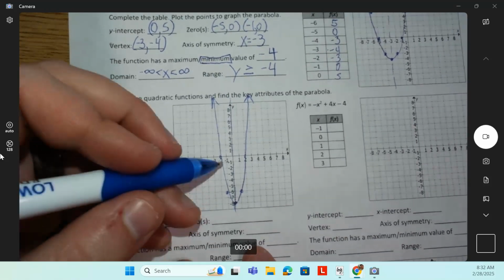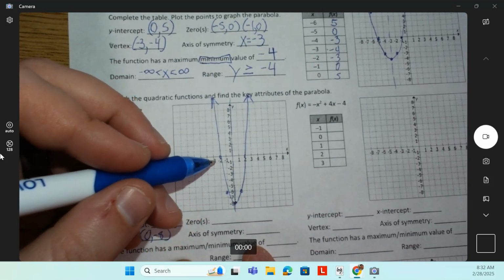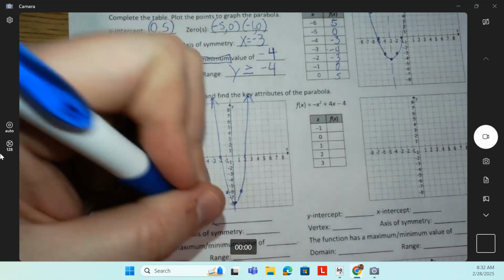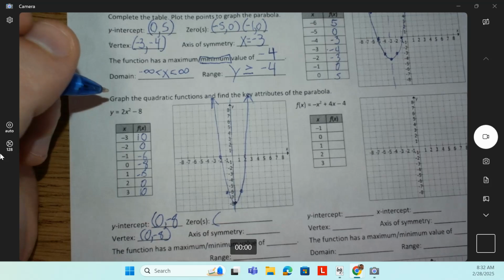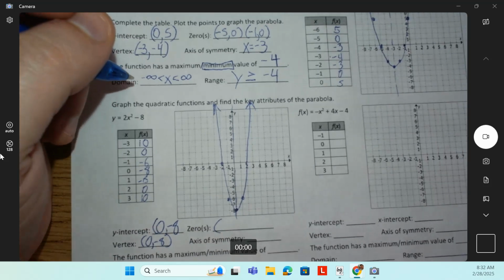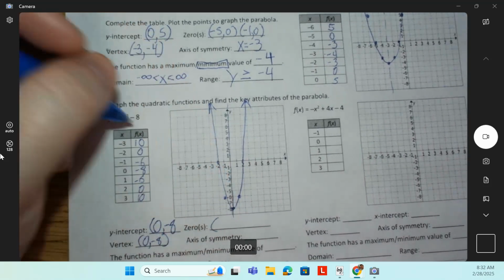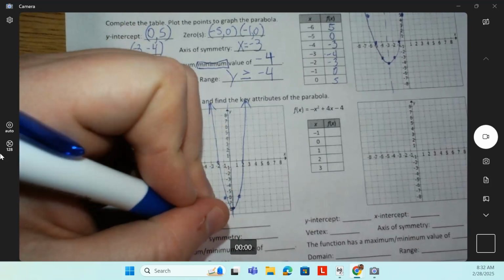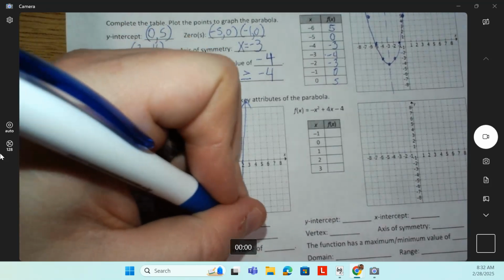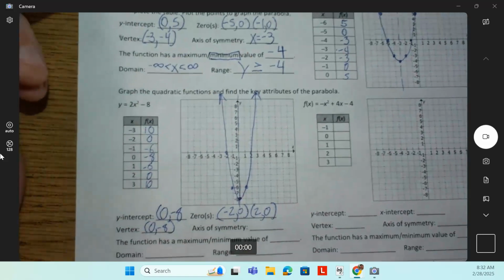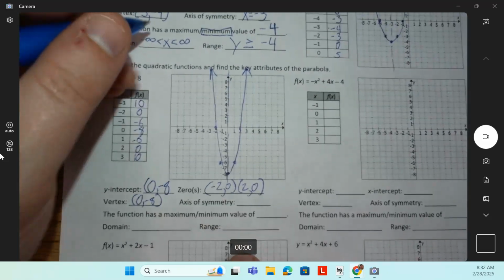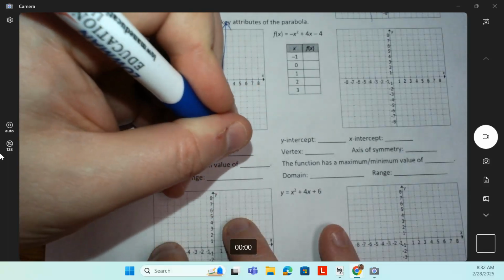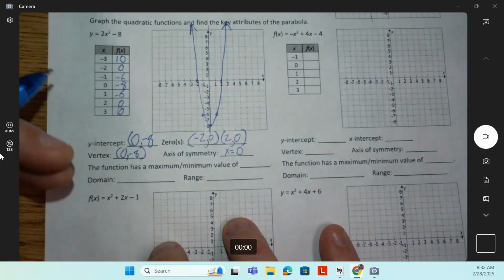And so that means my zeros, my x-intercepts, are going to be just the same but opposite of one another. And so you'll notice that when we have a difference of squares or something like that where you're missing that middle term. So I have (-2, 0) and (2, 0). Axis of symmetry again is just going to be x equals 0. That aligns with my vertex.